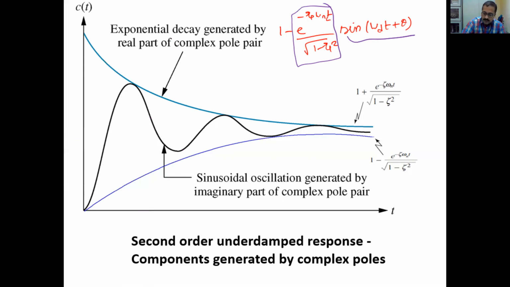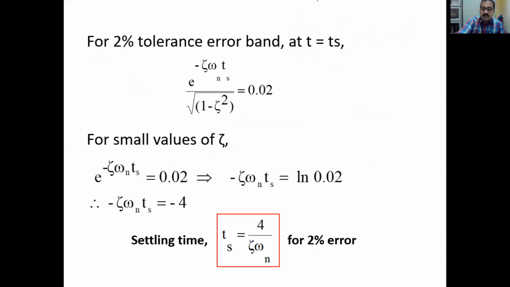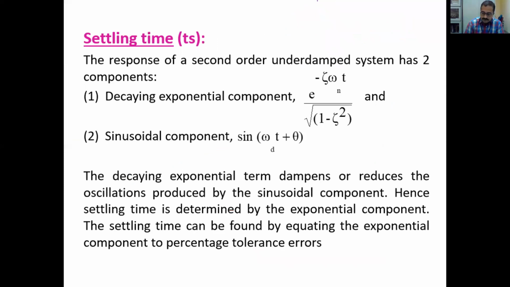Okay. The exponentially damped sinusoid. Okay, so these two red color envelopes you can see, they come from the exponential damping term. Okay, and the sinusoidal term is because of the sine term, right? So you can see that settling time is basically determined by the exponential term. Okay, so what you can do is find the settling time by equating the exponential component to the percentage tolerance error.